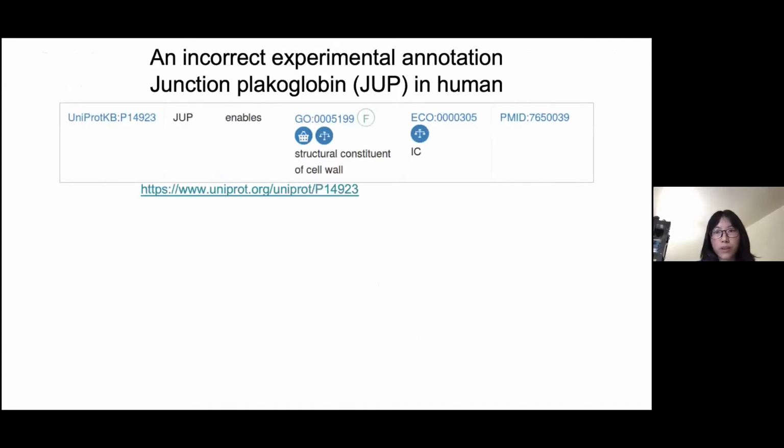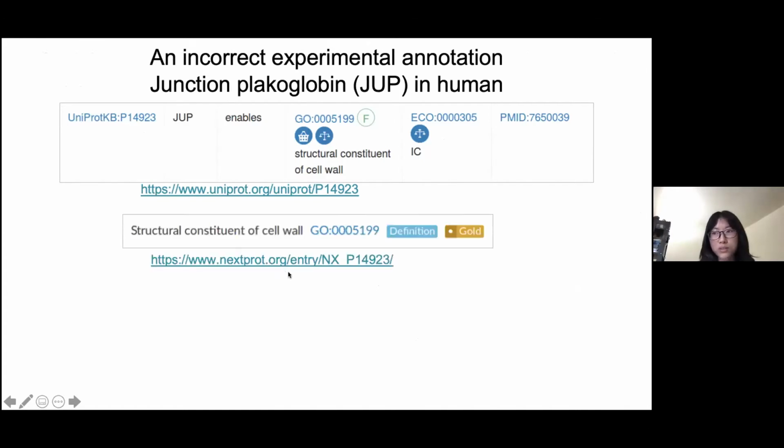Here is an example. This is a human protein, junction plakoglobin. This protein is annotated in UniProt as a structural constituent of the cell wall. Similarly, in the neXtProt database, which is a subset of the UniProt database, they also annotated this protein as a structural constituent of the cell wall. We know that there is no cell wall in human cells, so it is an obvious error.